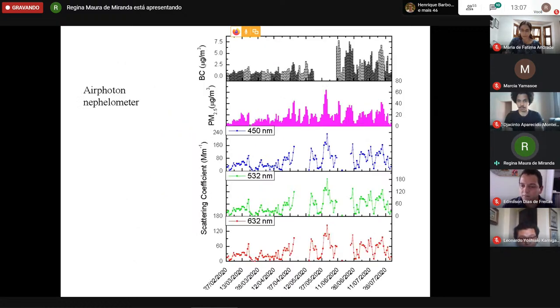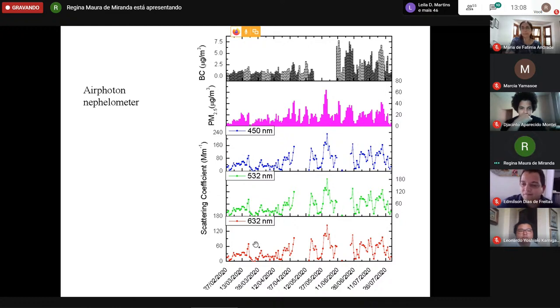Here, more results for instruments on the surface, concentrations of fine particulate matter, black carbon, and scattering coefficients since February. These scattering coefficients are from an integrating nephelometer in three wavelengths. So higher values again in the winter months, in the last weeks.